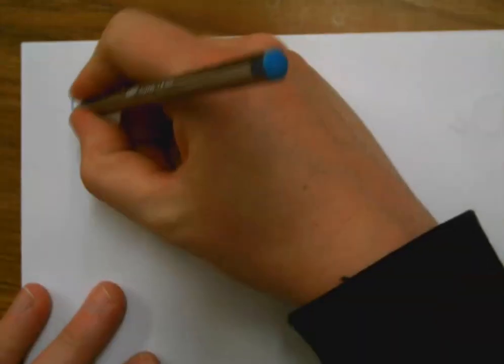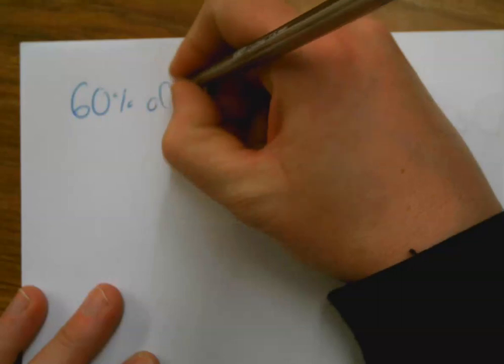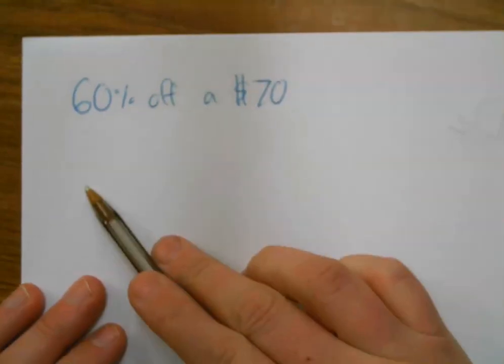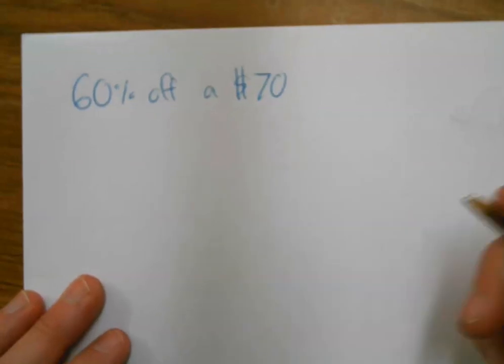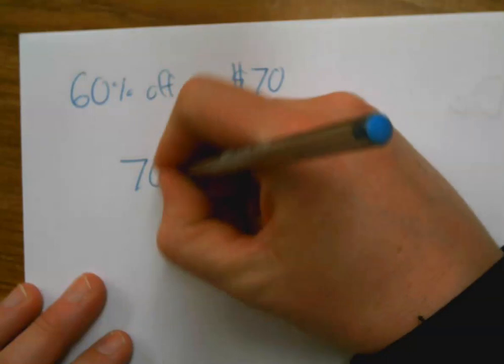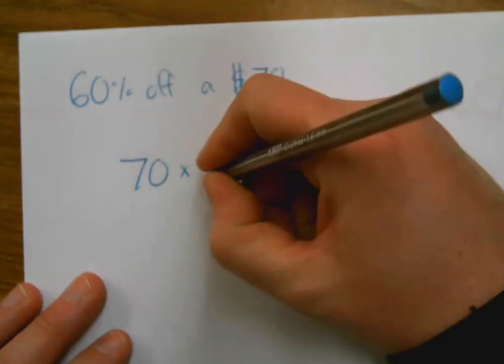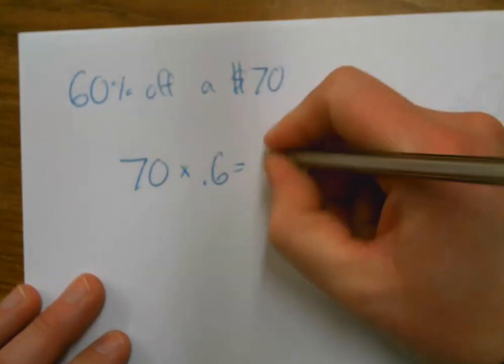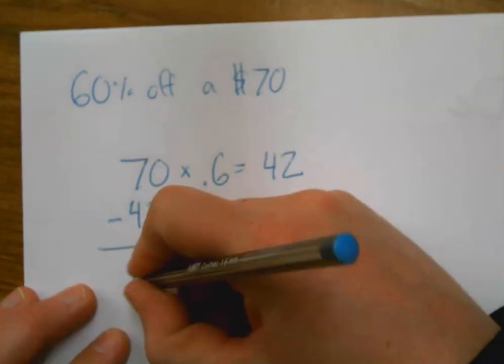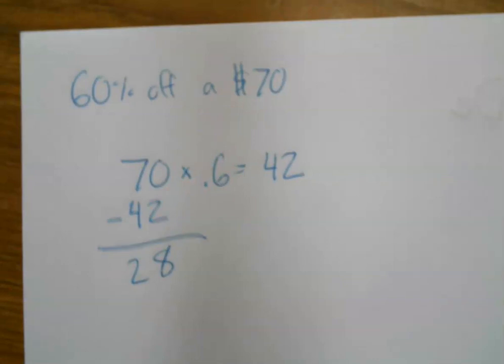So if we're taking 60% off a $70 item, so a $70 item is on sale for 60% off, here's how I taught you to do it in class. You take the 70, you times it by the 0.6, that gives you 42. Then you minus the $42 and you get $28. And that is absolutely valid, it will always work.